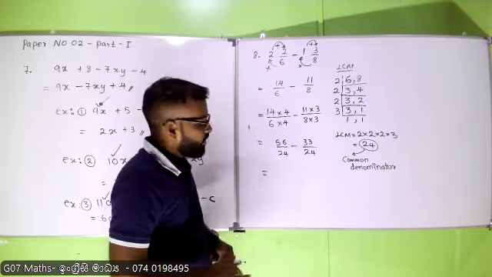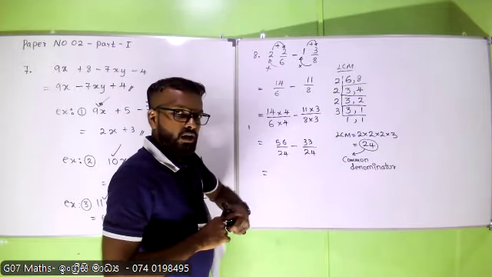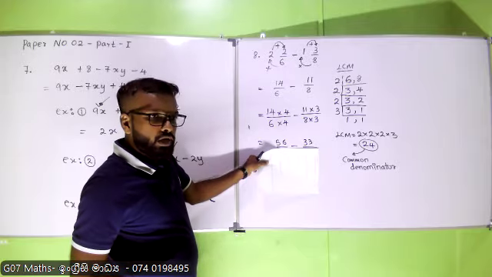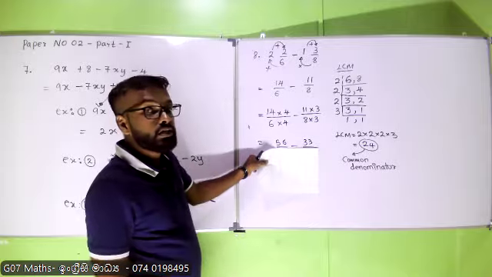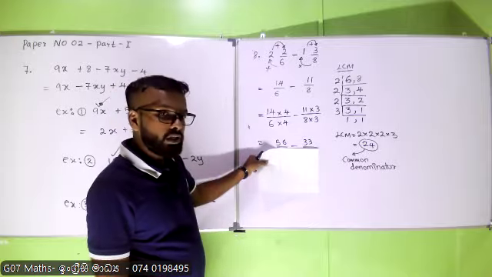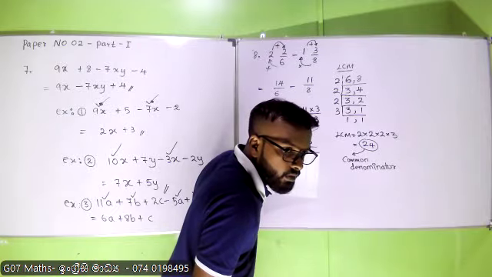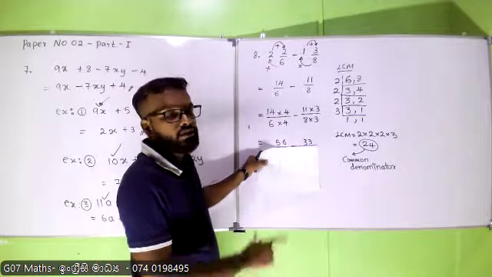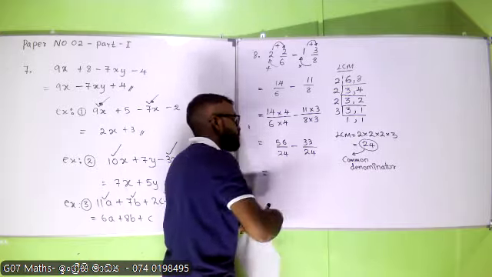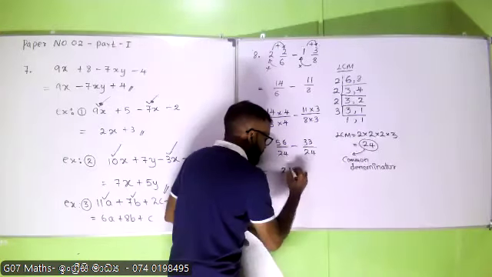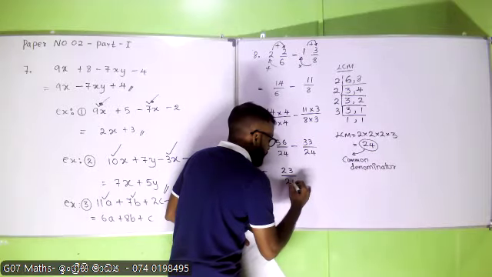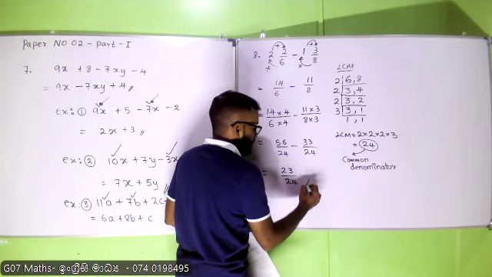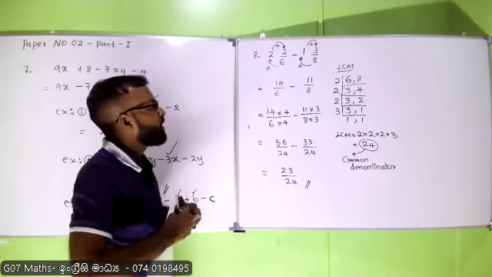Now, what happens to the denominators? They are equal. So, forget them. Forget the denominators. Now, you have 56 minus 33. 56 minus 33, what would be the answer? Yeah, 23 is the answer. Right? 56 minus 33, 23. So, yes. Numerator is 23. 23 divided by 24. Right? 23 over 24. So, this should be your answer.